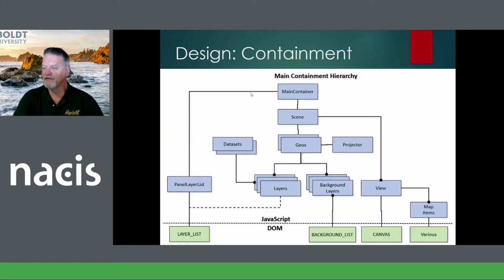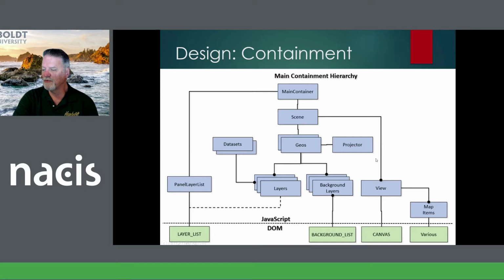The design of CanvasMap is based on a main container. It contains all of the things you just saw. And then within the map, there's a scene. A scene can have multiple geoses in it. Each geos can have a different projection, so you can actually have multiple maps within a single scene. And then there's our familiar GIS layers within each geos, and there are foreground layers and background layers.